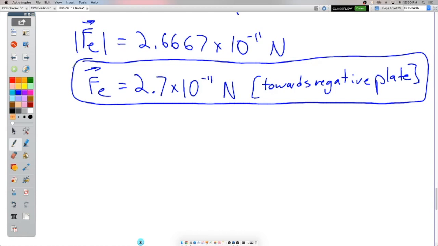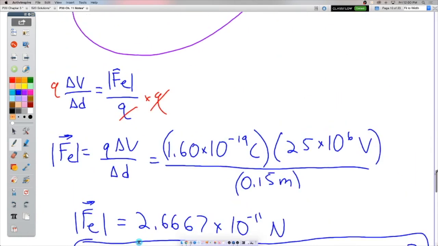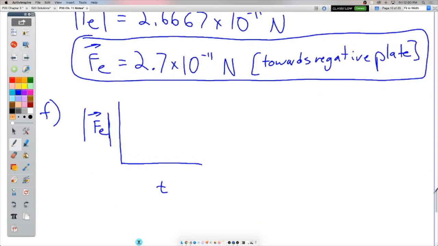All right, F. Sketch a graph of electric force as a function of time as the particle passes between the two plates. Okay, so interesting. Electric force as a function of time, we'll just go ahead and call it the magnitude, as a function of time, as the particle passes between the two plates. So we're just sketching, so I don't need to be too fancy here, but anytime we're sketching a graph, first things first, where do we start? So when we start, actually I'm just going to draw it so I don't have to keep going back and forth, right?